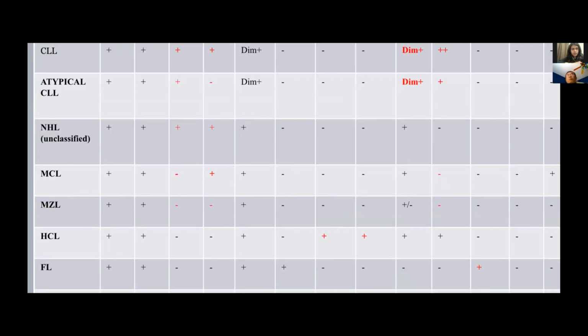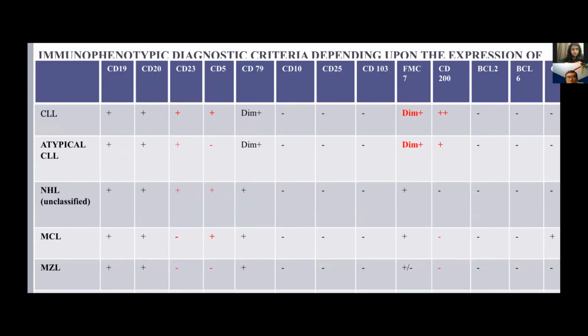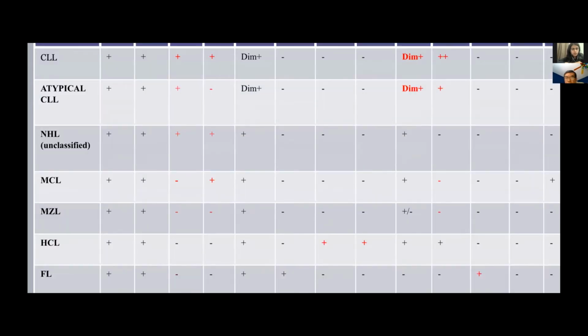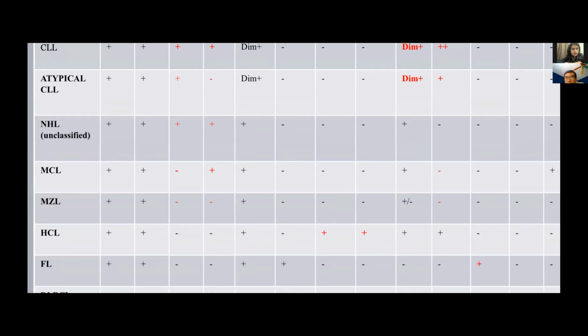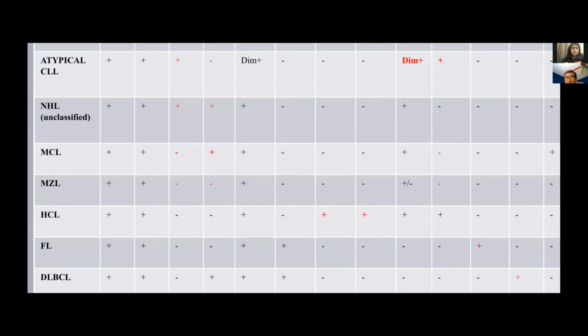Third, mantle cell lymphoma has a classical expression of CD5 positivity and is negative for CD23, and it is also negative for CD200. There are recent studies that say CD200 can be used as a marker to differentiate between cases of CLL and mantle cell lymphoma. The others were marginal zone lymphoma, hairy cell leukemia, follicular lymphoma, DLBCL, and a few cases of non-Hodgkin lymphomas remained unclassified because they do not fit into any of these immunophenotypic criteria.